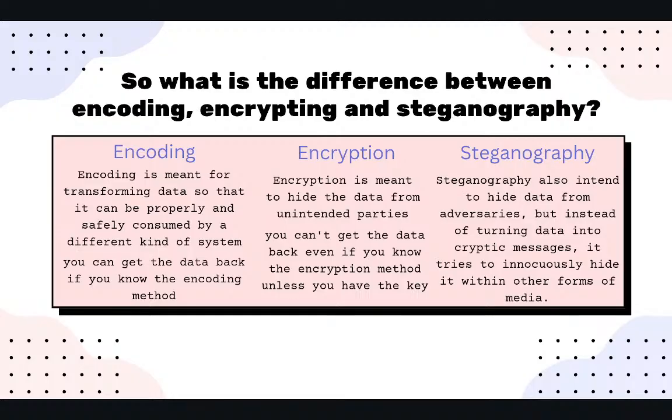What is encryption? Encryption is meant to hide data from unintended parties by transforming the data through a set operation and a key. So you have an algorithm. You take the data, you give this data to the algorithm and pass the key onto it, and this algorithm will turn this data into some cryptic message. Now, encryption is a one-way process unless you have the key. Like I said, you can't decrypt a message unless you have the key.